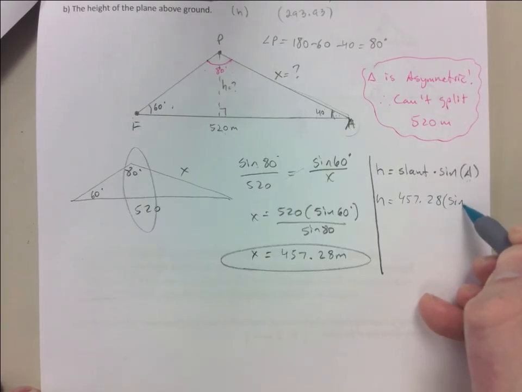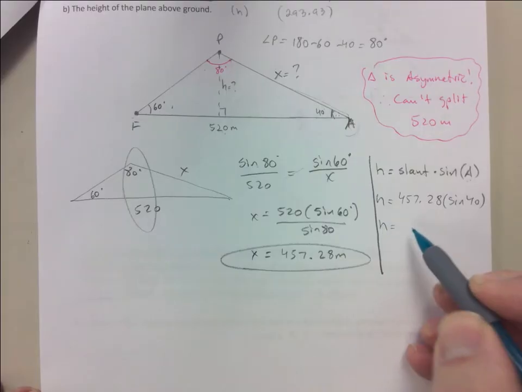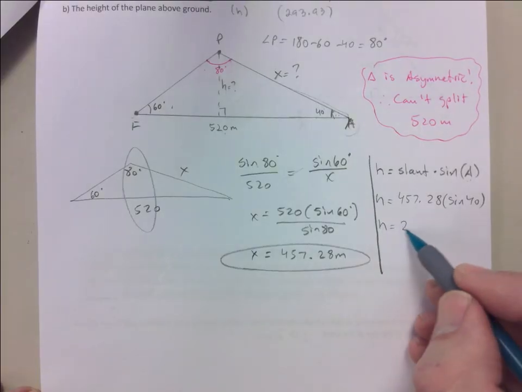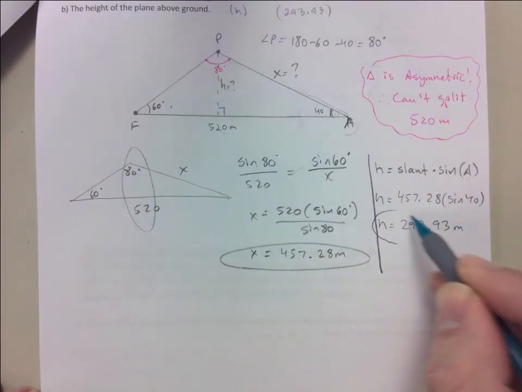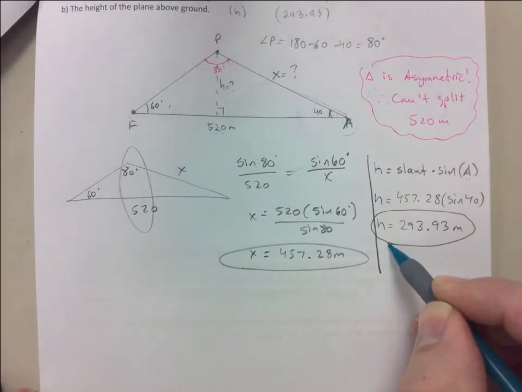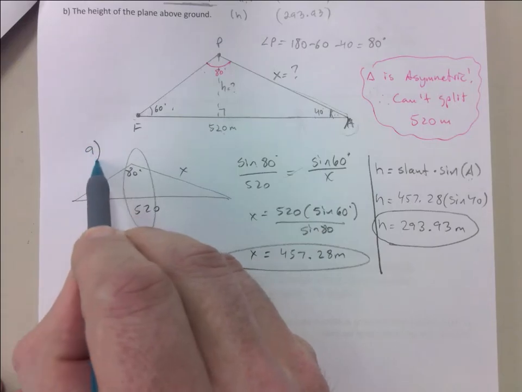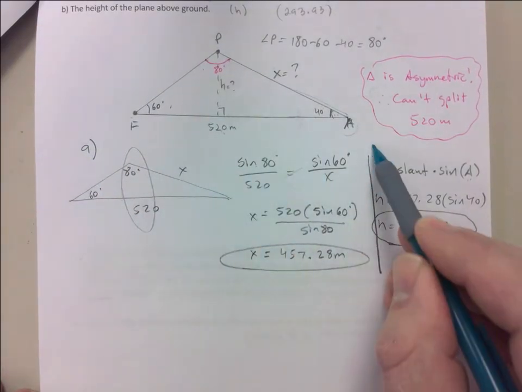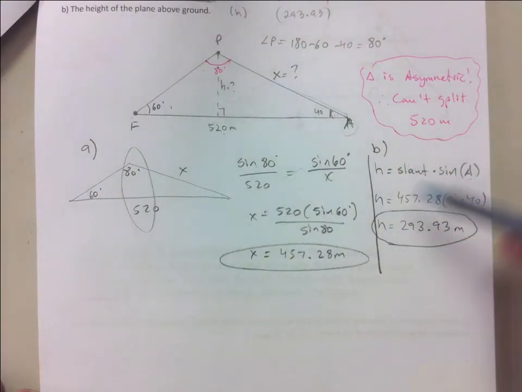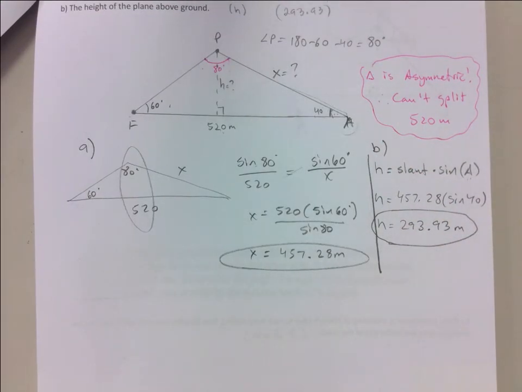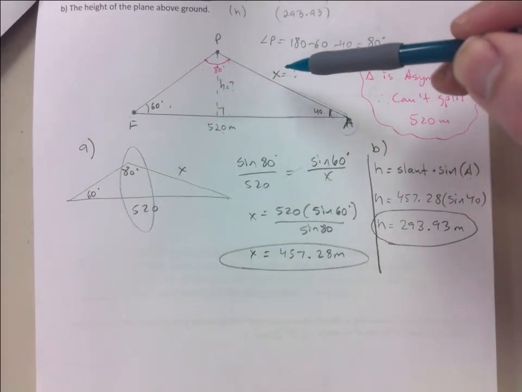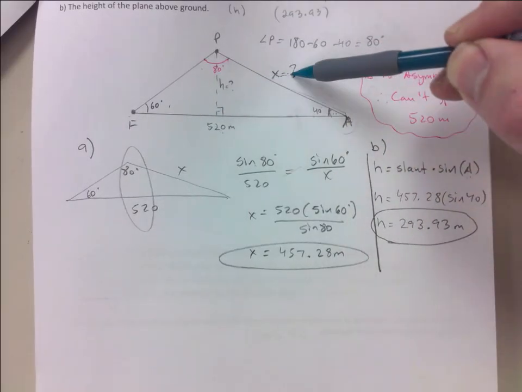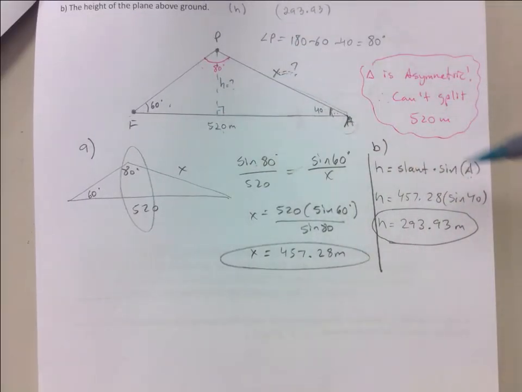So then we have 457.28 times sine of 40. And that gives you 293.93 meters. This is the height. So we've solved for A here. This is all A, right? This is all B, finding the height. If you find the shortcut confusing, just cut out this triangle. Now that you have this side, you have your pair, and then use sine of 40 to solve for H. Okay. Yeah.